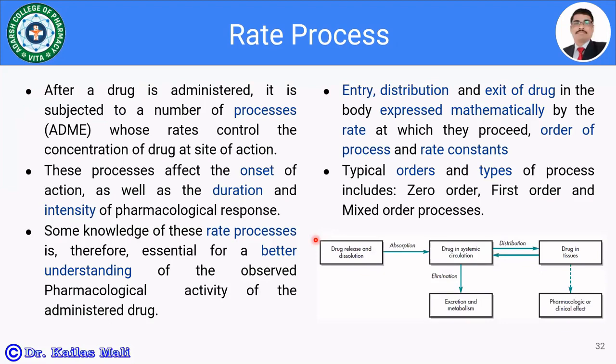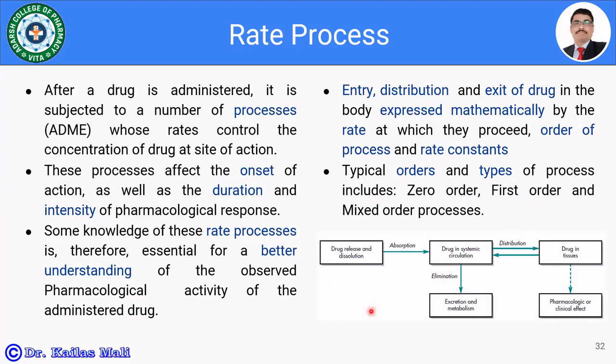Let us see the rate processes. As you know, after a drug is administered, it is subjected to a number of processes. When we administer the drug, there are many processes, like absorption, distribution, metabolism, and elimination, whose rate controls the concentration of drug at the site of action.